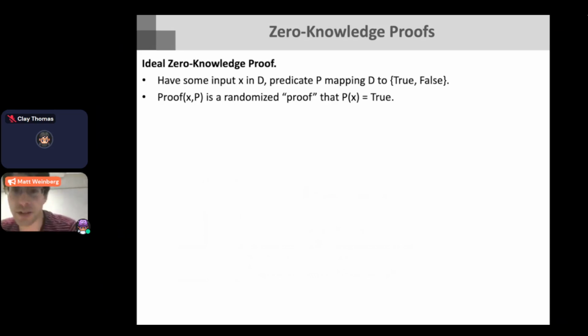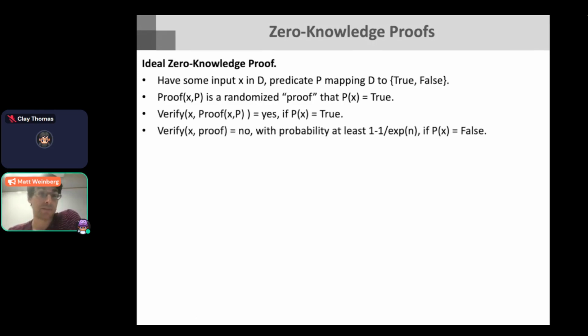Okay, so let me try and get across zero knowledge proofs. A zero knowledge proof is basically a way to prove something. Say that you have input X in some domain D, and you have a predicate P that says everything in D is either true or false. So what is this proof function? It's an algorithm that takes as input X and your predicate, and it's supposed to be a randomized proof that P of X is true.